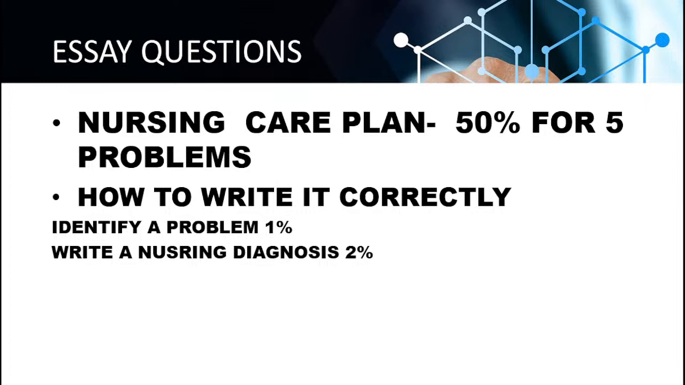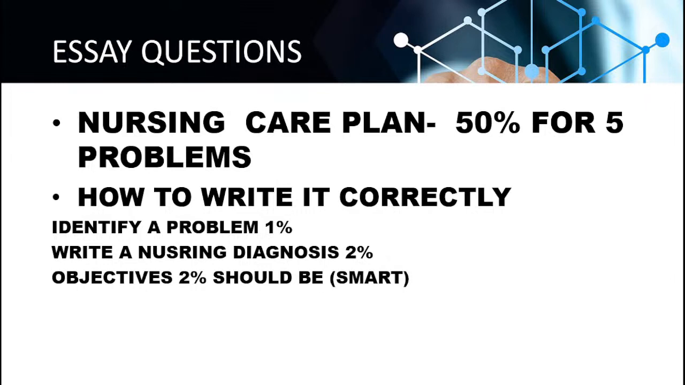For example, ineffective airway clearance related to a depressed respiratory center, evidenced by noisy breaths. Okay, so I've stated the problem, its cause, as well as the symptoms or manifestation, and the diagnosis is going to award you 2 marks.